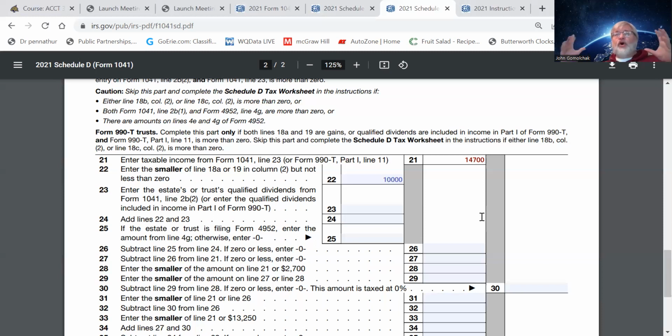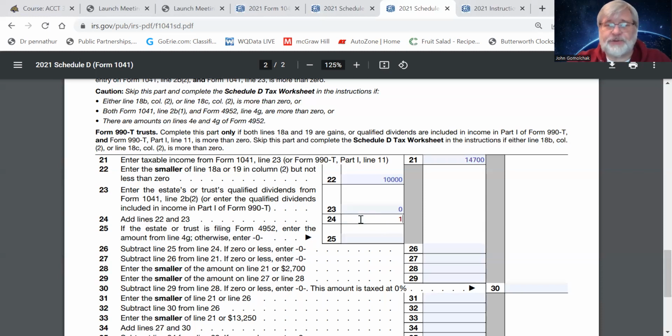So ordinary dividends are all dividends. Some portion of that is going to be qualified dividends. You get a tax break. You get to treat qualified dividends the same way that you treat long-term capital gains. Okay. For our purposes here, I'm going to assume that that's 0, but in later examples, we'll have that be a number. Okay, so add lines 22 and 23.